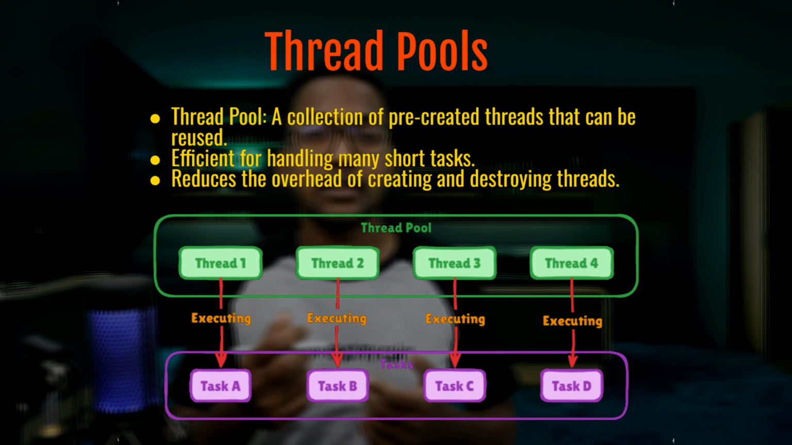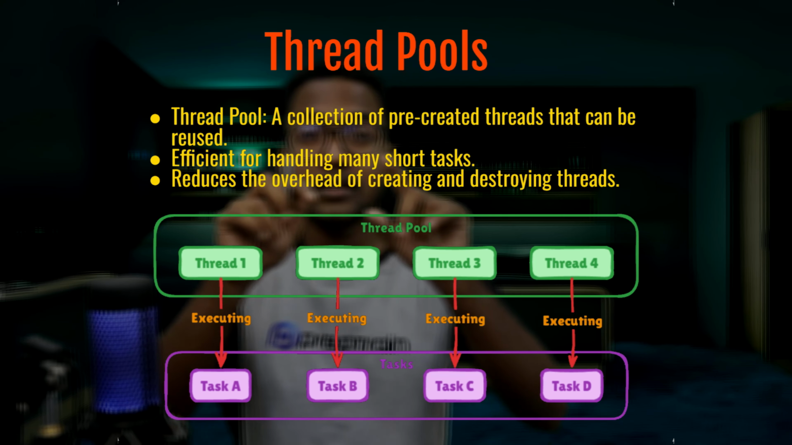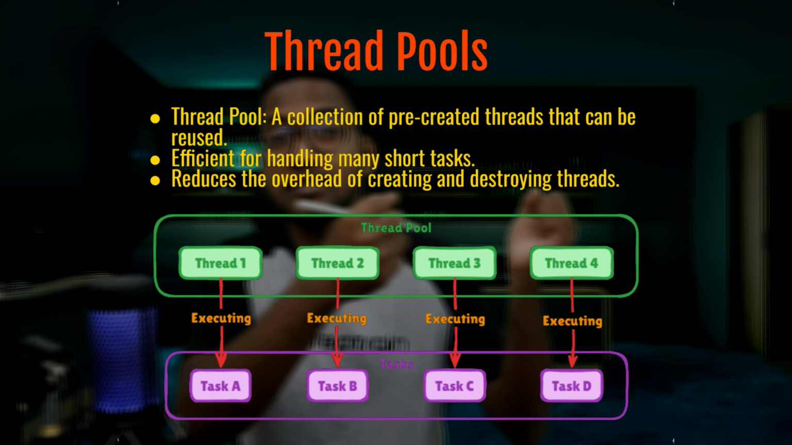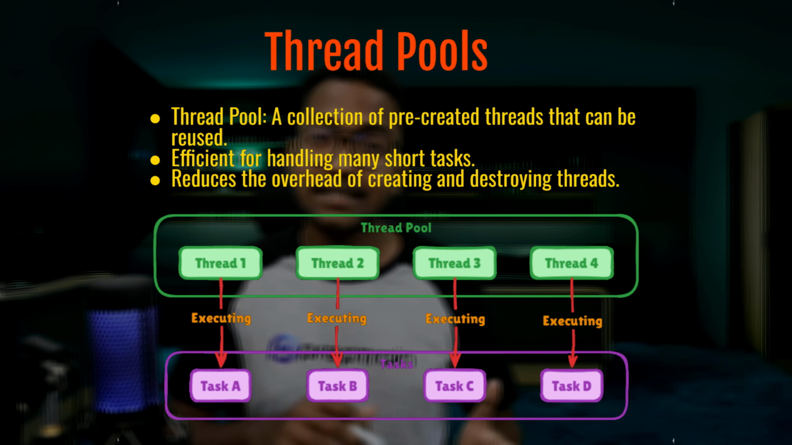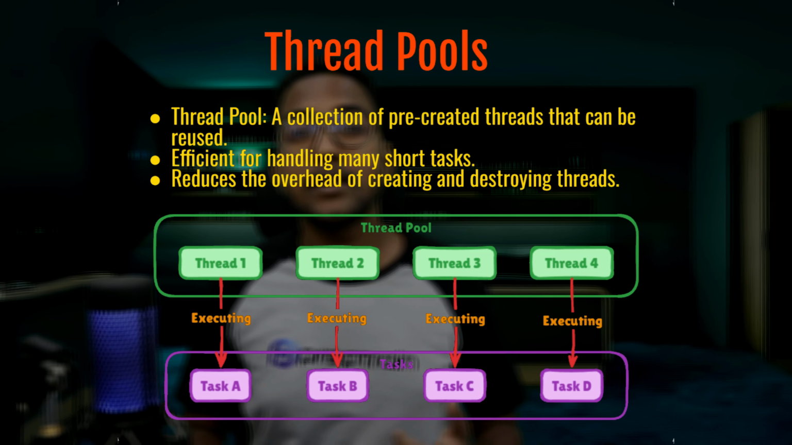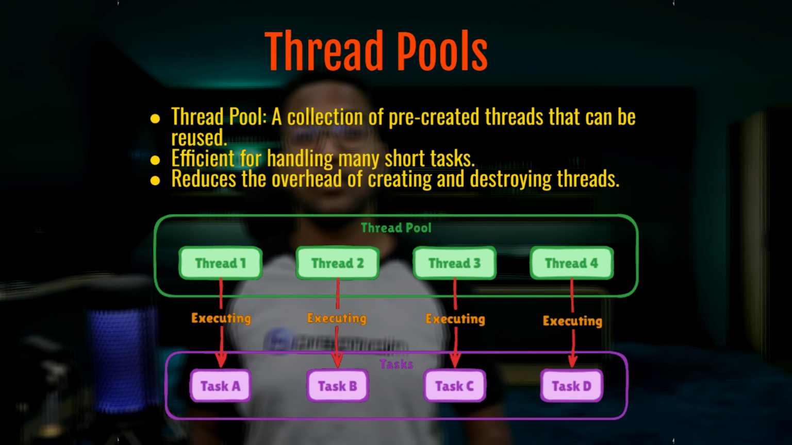For example, when you visit a website, the server does not create a new thread from scratch to handle your request. Instead, it pulls a thread from the pool, processes your request, and then returns the thread to the pool for future use. This allows the server to handle thousands of requests simultaneously without introducing delays or performance issues.